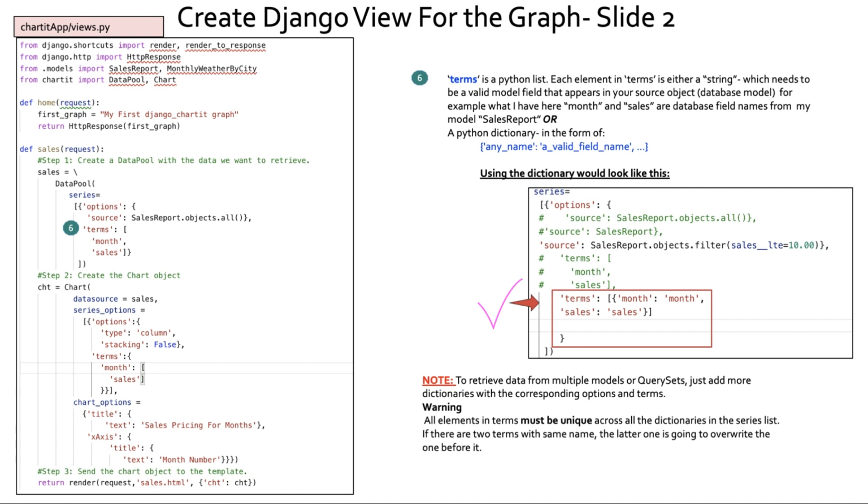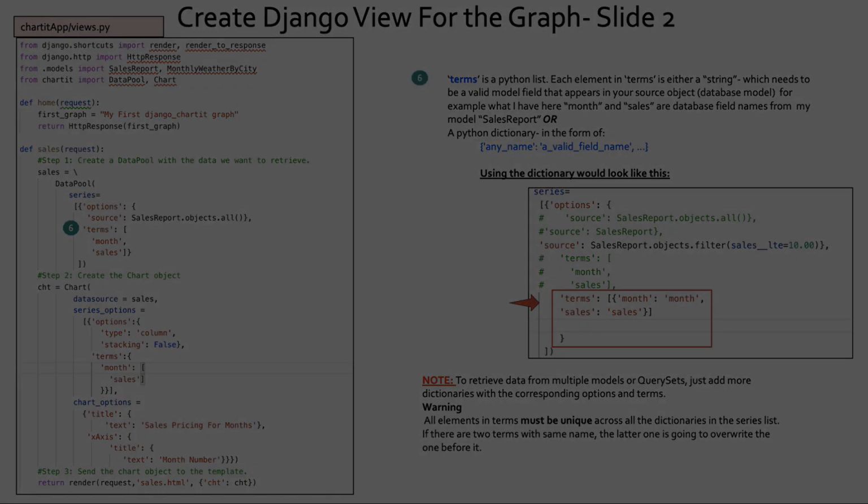To retrieve data from multiple models or query sets, just add more dictionaries within the corresponding options and terms. I'll warn you, all elements in terms must be unique across all dictionaries in the series list. If there are 2 terms with the same name, the latter one is going to overwrite the former. So be careful of that.